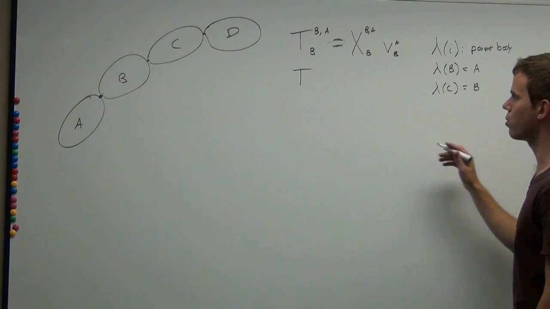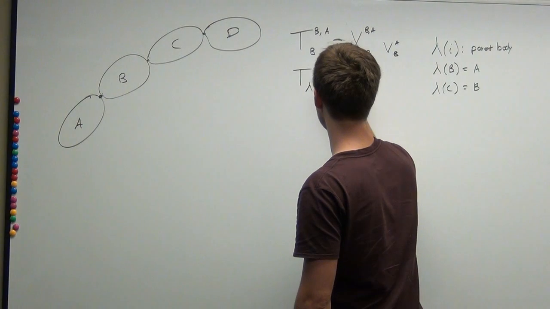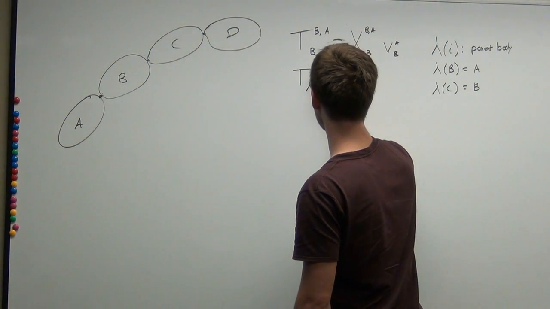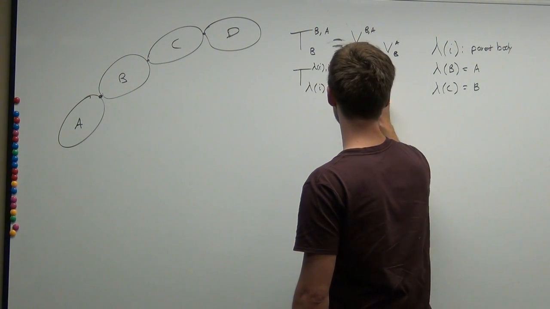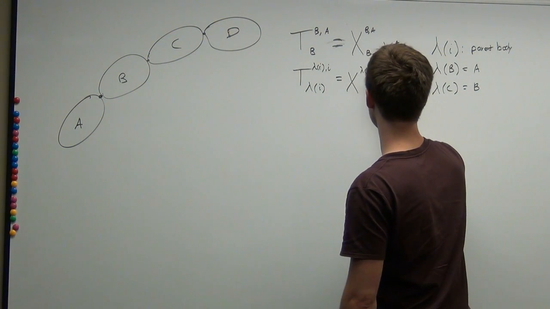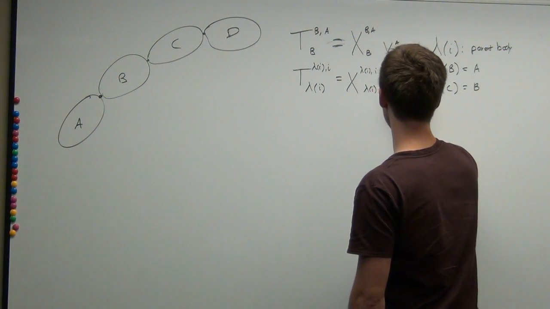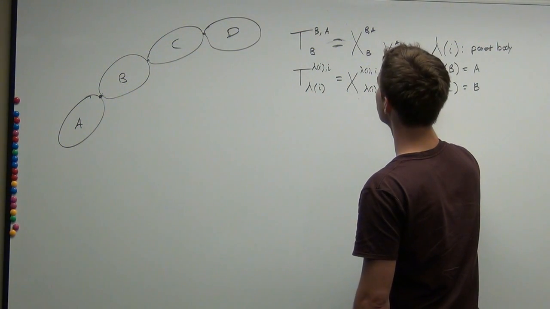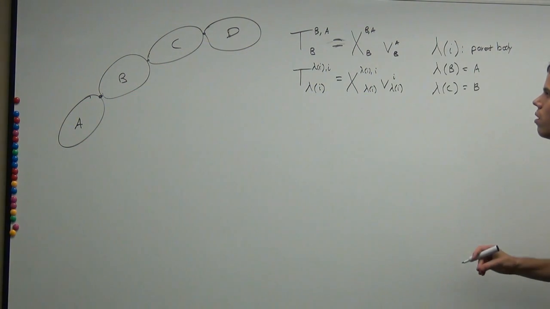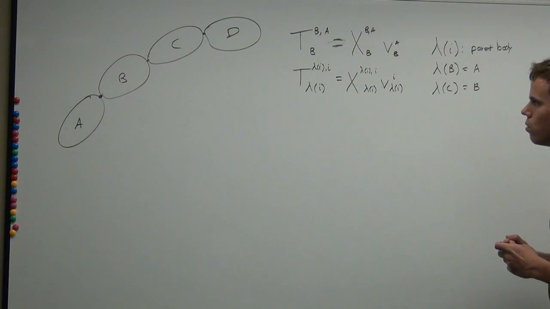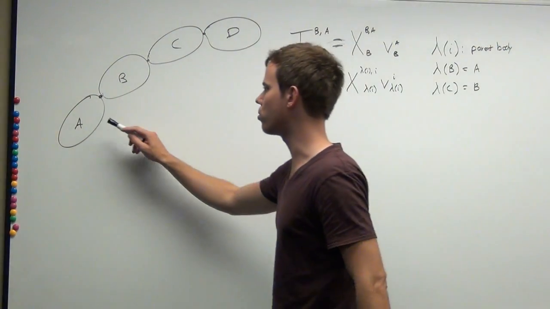So really what we're saying more generally is T of I with respect to lambda of I, expressed in lambda of I's frame, is X I V. Okay. So cool. Now suppose we want to know the twist across two joints.